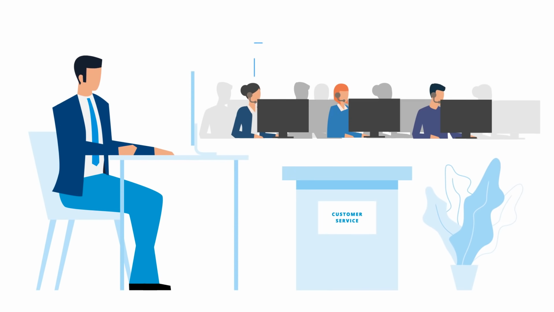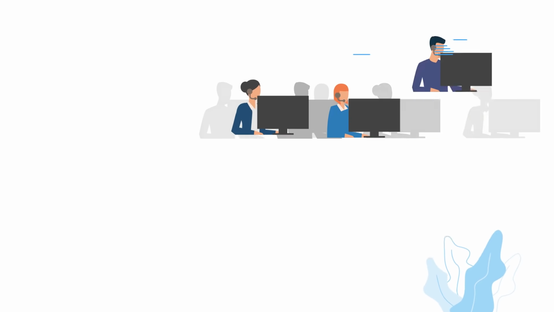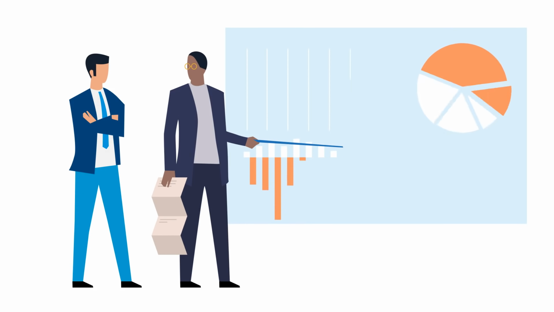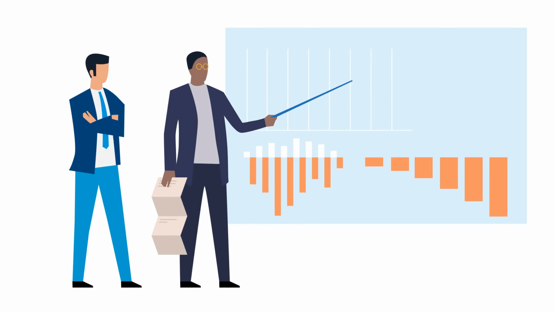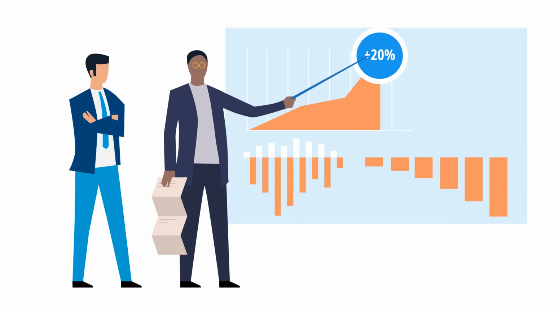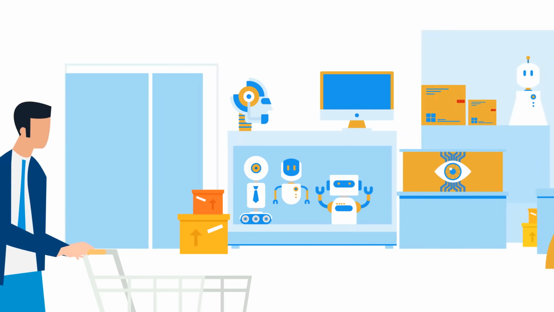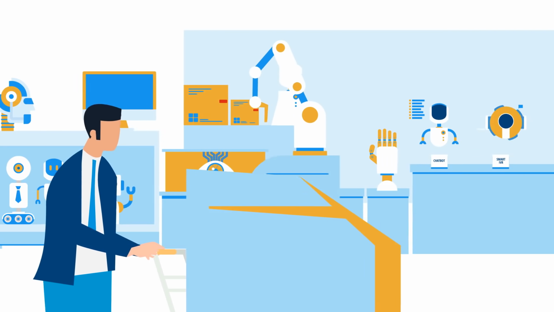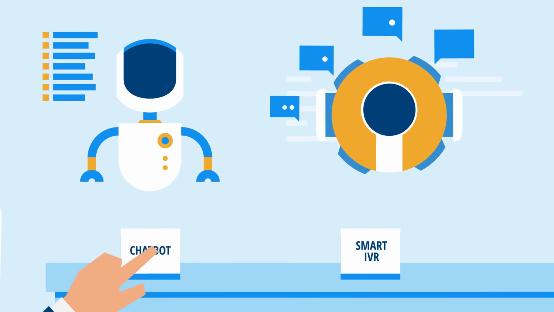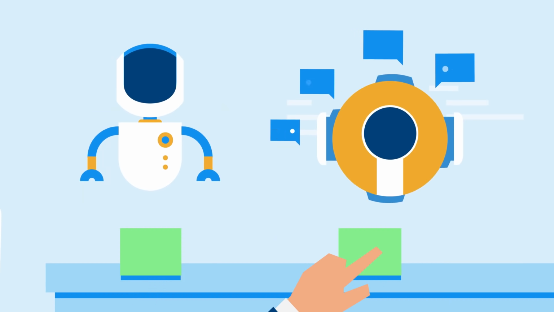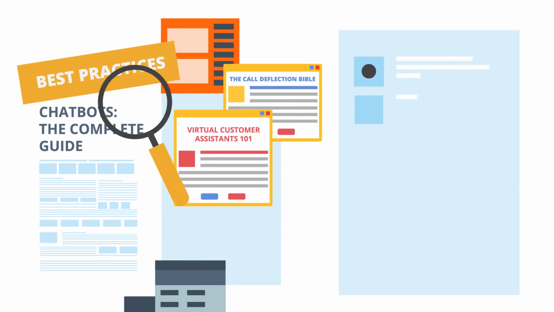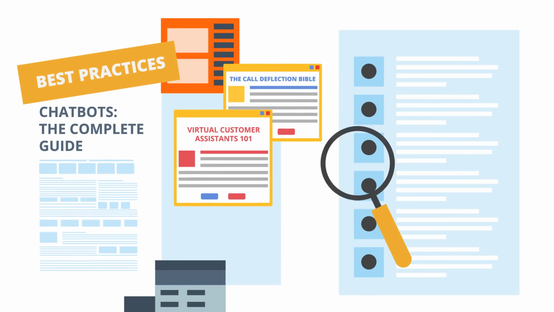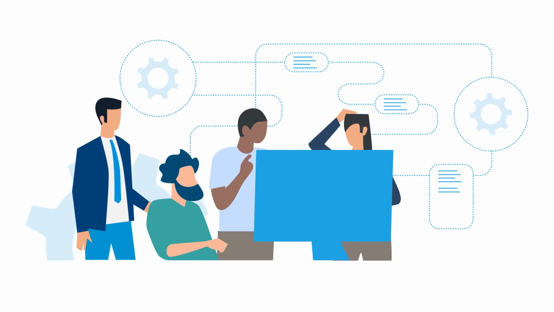Meet Patrick. He's the director of customer service. This year, the CEO gave him a strategic task: drive 20% more calls to self-service to reduce costs and improve CX. He got a decent budget and purchased two key technologies, a chatbot and smart IVR. He went by the book, defined the key use cases for self-service, and got the developers working on those algorithms.